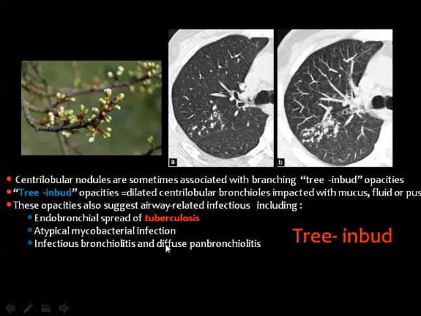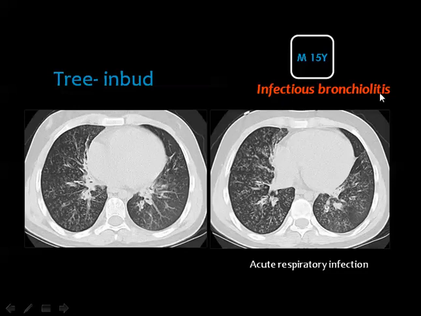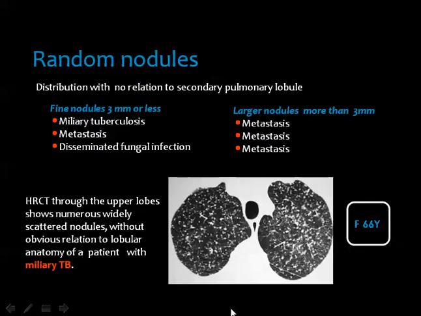Then a typical infection also may cause this, but whenever we see this, we highly recommend examining the sputum for TB. Also, tree-on-bud may be seen in cases of bronchiectasis. These are dilated bronchi, and I will explain the issue of bronchiectasis later on. Then you can see some opacities that look like tree-on-bud. Infectious bronchiolitis is one of the diseases that can also produce these specific centrilobular nodules, which is known as the tree-in-bud appearance. Random nodules: if the nodules are less than 3 millimeters, consider TB. If they are more than 3 millimeters, consider metastasis.